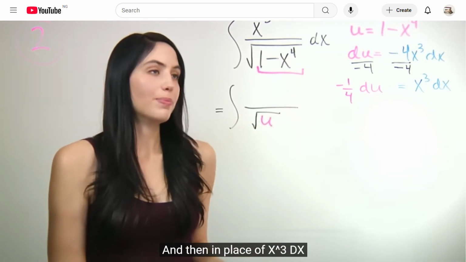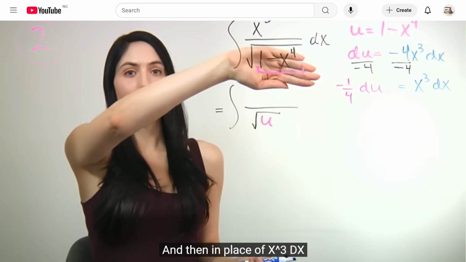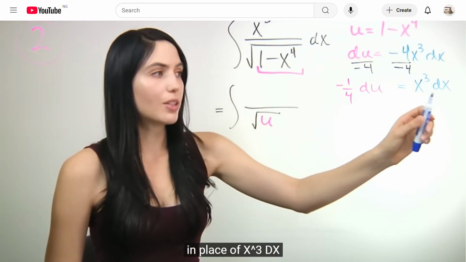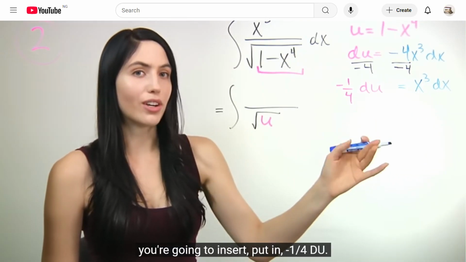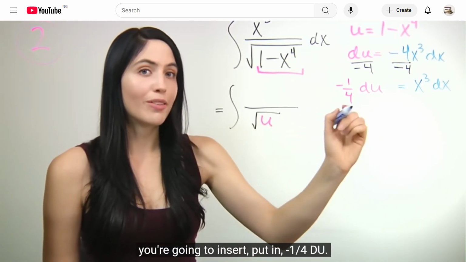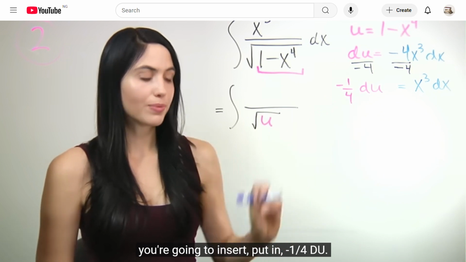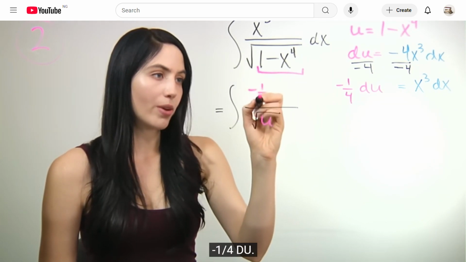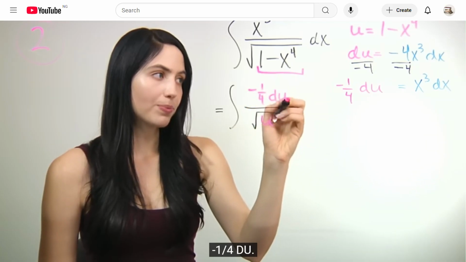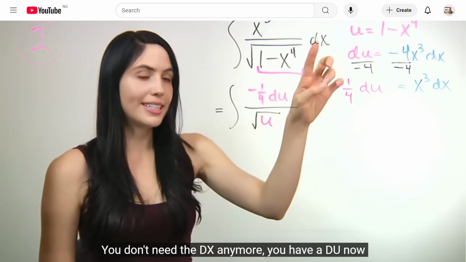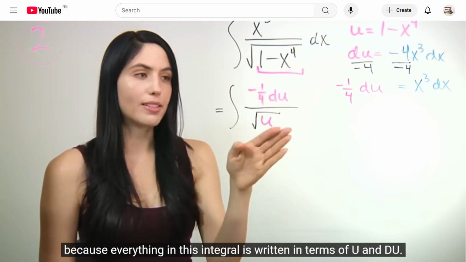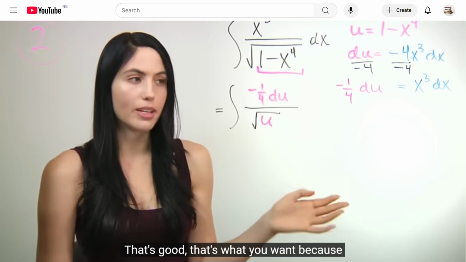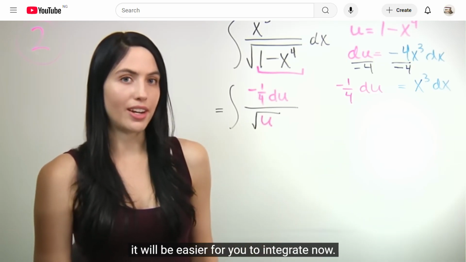And then in place of x cubed dx, you're going to put in -1/4 du. And you can just write that on the top for now, -1/4 du. You don't need the dx anymore. You have a du now because everything in this integral is written in terms of u and du. That's good. That's what you want because it will be easier for you to integrate now.